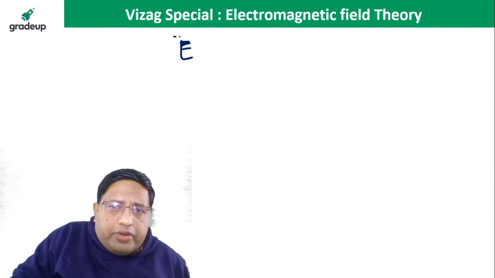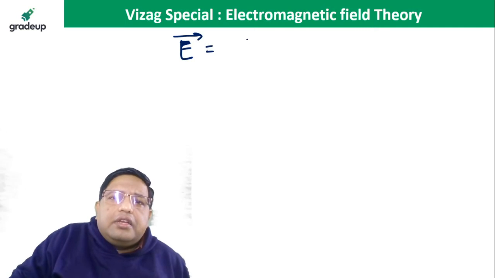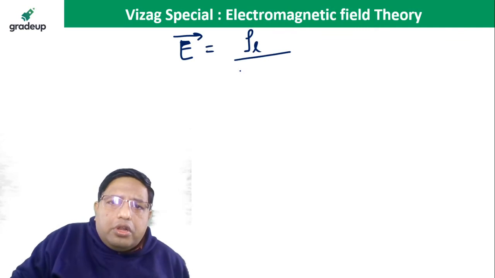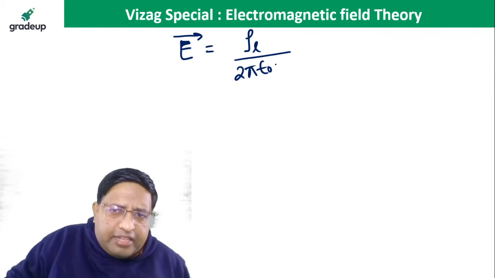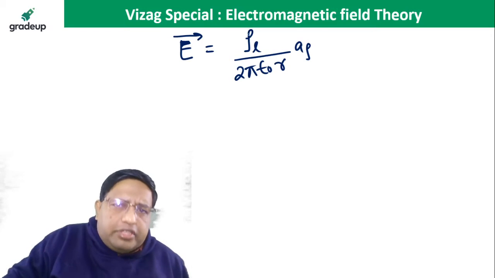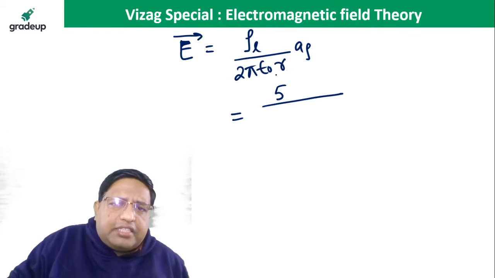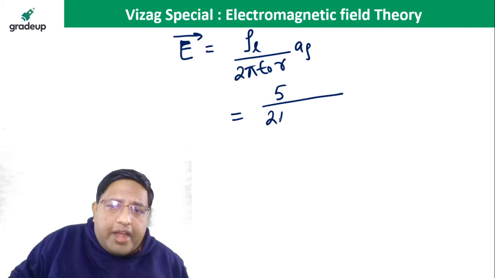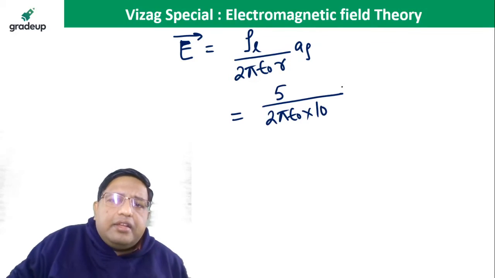Electric field due to an infinite long wire is rho L upon 2 pi epsilon naught into distance. Distance you may assume r or you may assume rho. It is your choice. Because it is rho L, I am assuming the r distance. So what is the answer? 5 coulomb per meter is the charge density, 2 pi epsilon naught into r, where r is 10 meter, into a rho.